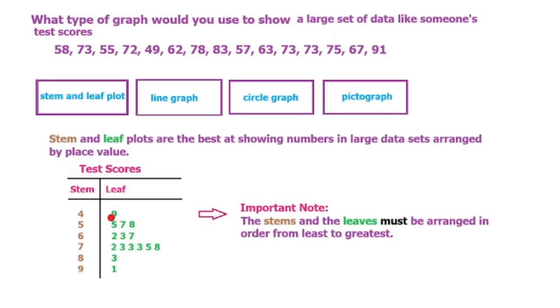And then for each one of these, you have to look at the leaf, so the next place value, and you have to put these in order from least to greatest for all the numbers, right? So if we look at 6 here, it says there's 2, 3, and 7. So that tells us there's 62, 63, and 67. So let's see if we can see those. There's 62, 63, and 67. And that's all there is to a stem and leaf plot.